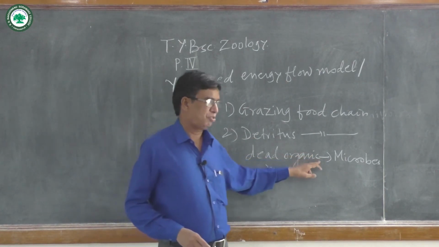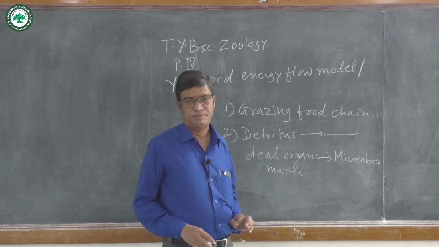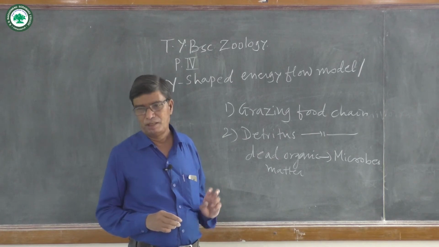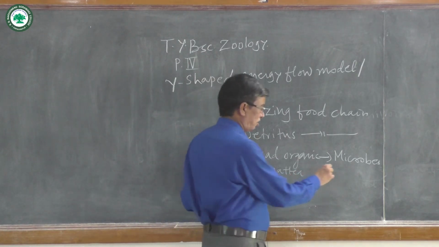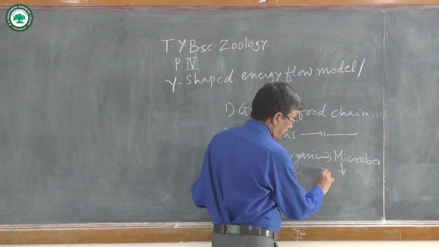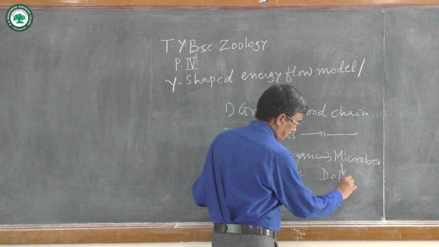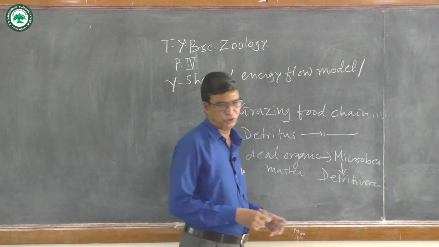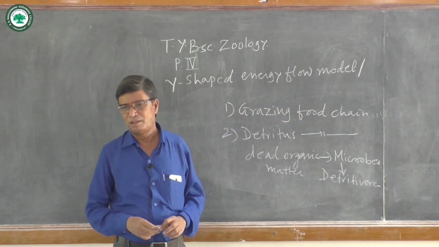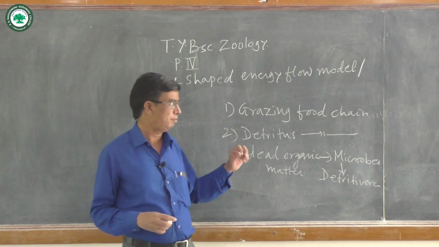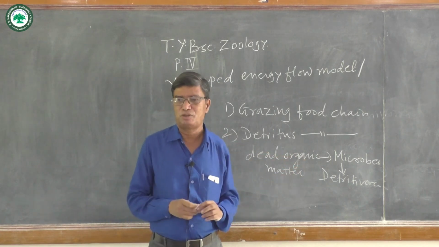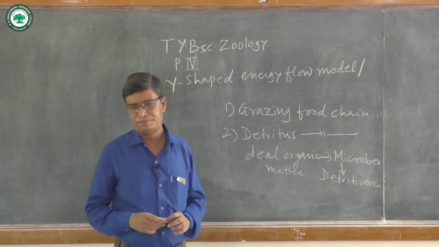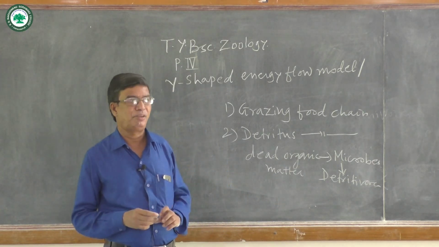These microbes are eaten by another organisms, that is animals, and these animals are called as detritivores. For example, crab in aquatic ecosystem, nematodes, bivalve molluscans, they are called as detritivore animals.